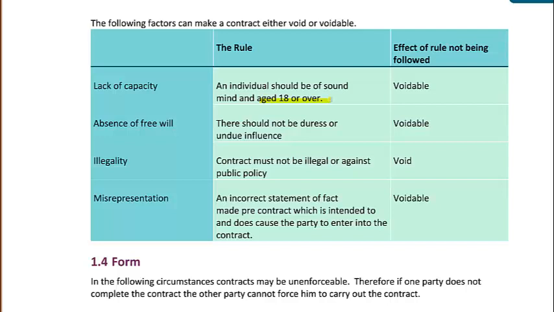Another voidable contract would be where there is no free will, and this is where someone is pressurised into entering into a contract. Again, imagine some high-pressured salesman that won't let your granny leave the house until she's signed up to buy some new double glazing. In that case, the granny would be able to set aside the contract, again, to avoid the contract because of undue influence.